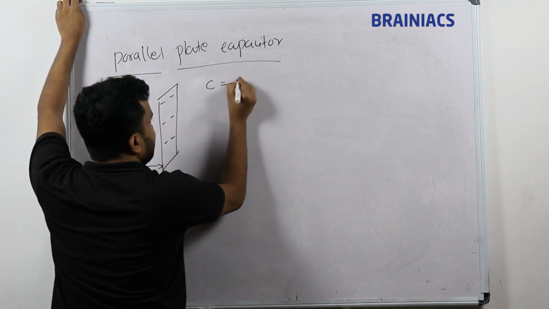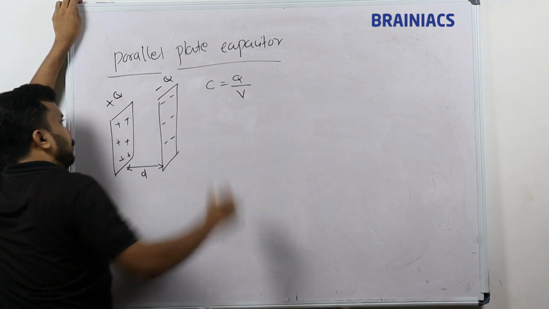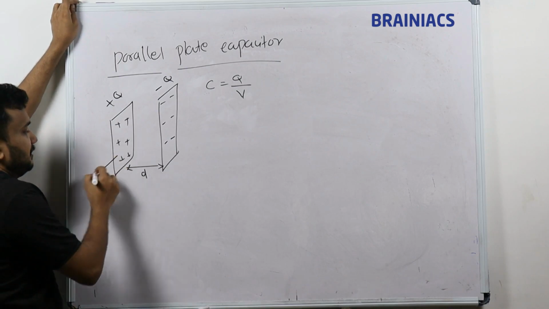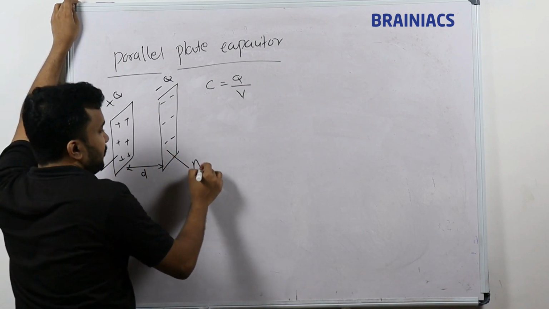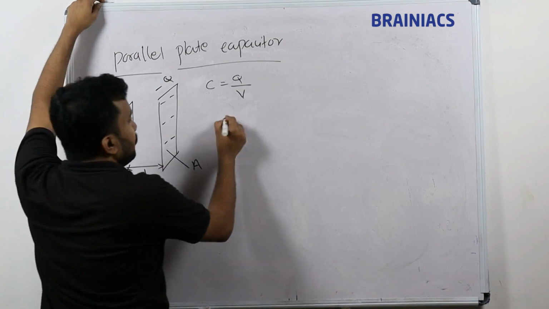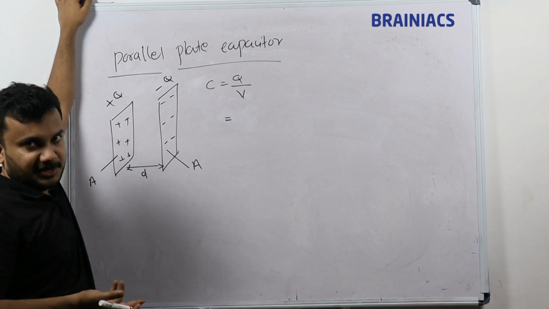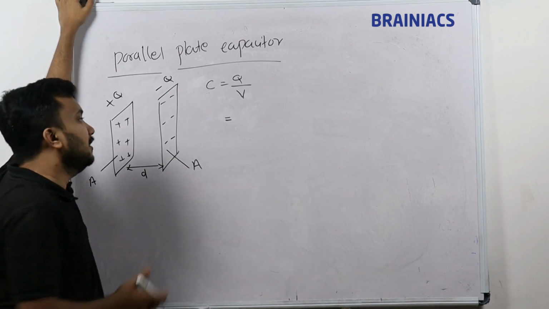So capacitance C is equal to Q by V. We have a charge plus Q and a charge minus Q. The area of the plates is A, the area of cross section. It's a rectangular plate. So C is equal to Q by V, which we have to find. Q is any one of the charges; both charges must be equal.